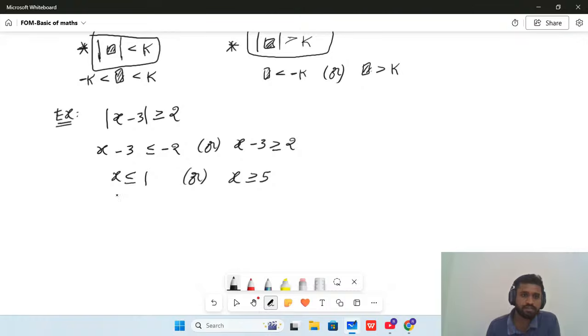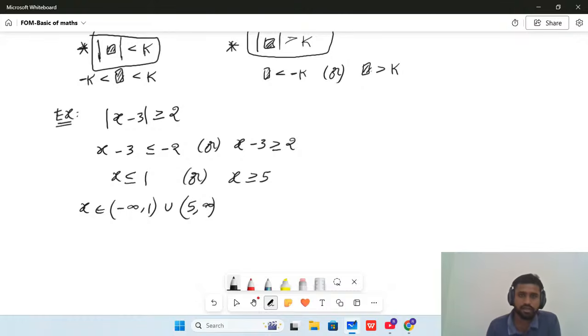What is the meaning of this x less than or equal to 1? x belongs to minus infinity to 1. And what is the meaning of this x greater than or equal to 5? From 5 to infinity. Or means always union, we need to consider for these two expressions.